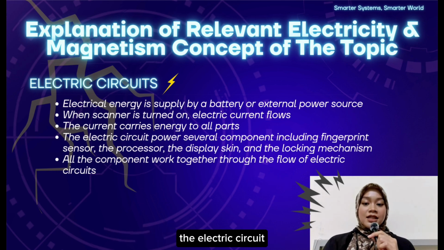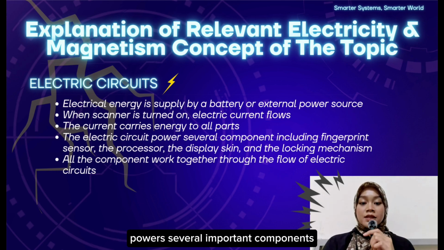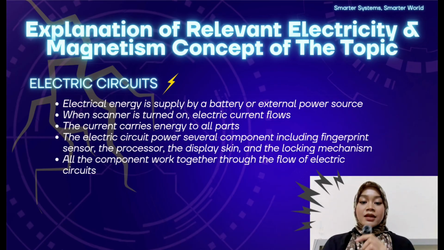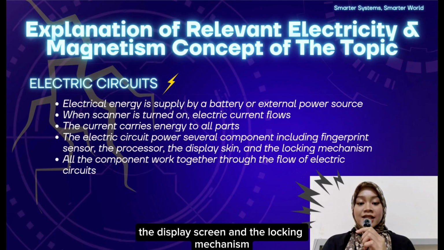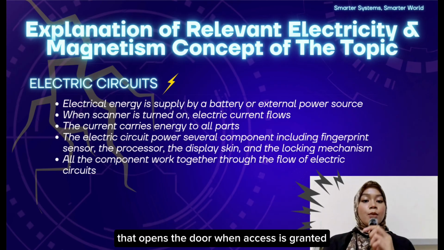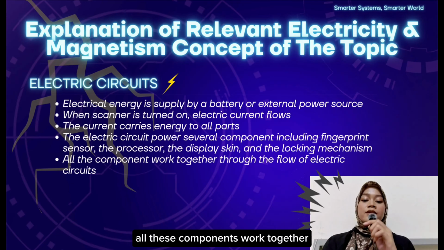The electric circuit powers several important components, including the fingerprint sensor, which captures the fingerprint image, the processor, which analyzes and compares the fingerprint data, the display screen, and the locking mechanism that opens the door when access is granted. All these components work together through the flow of electricity in the circuit.